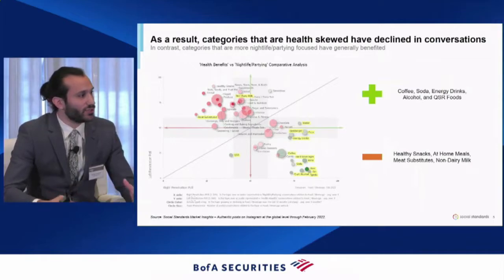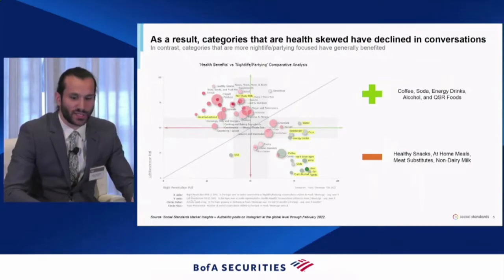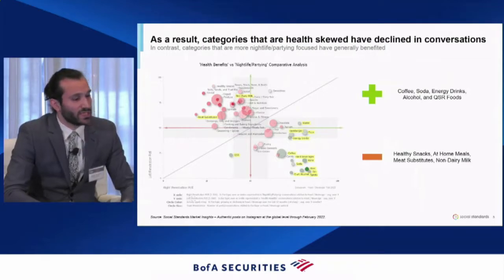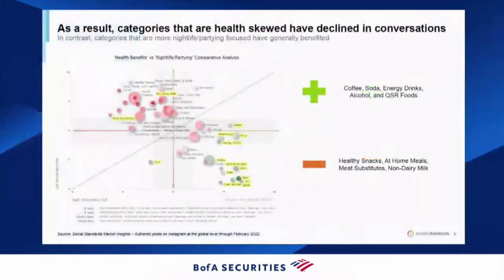So what we wanted to show here was some categories that have been benefiting from that shift. On the x-axis, things above or to the right of that vertical line are over-indexed in relation to nightlife and partying, and things to the left of it are under-indexed with nightlife and partying. And then the y-axis is in regard to health benefits. Things above that horizontal line are over-indexed with health benefits, and below are under-indexed with health benefits.